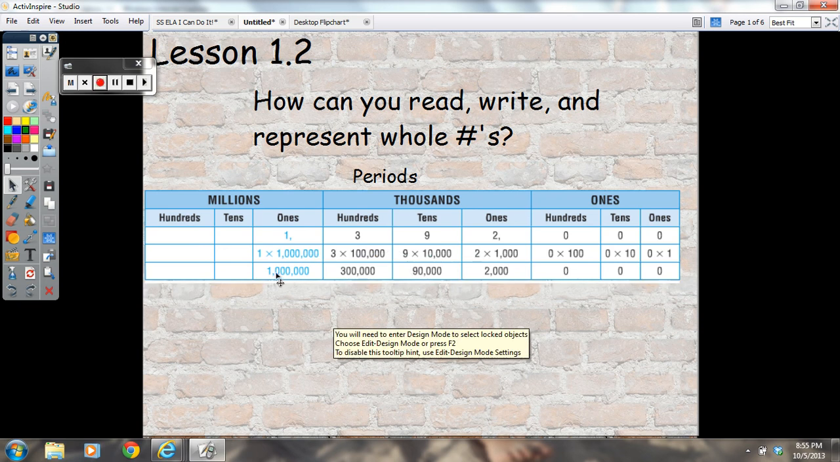Alright, and here, on the last row, is the value of each position. This is the 1 in the 1 millions place, therefore it's 1 million. A 3 in the 100,000s place, which represents 300,000. A 9 in the 10,000s place, which would show you 90,000. A 2 in the 1,000s place, the value would be 2,000, and then I've got nothing here. Let's take a look at some examples.